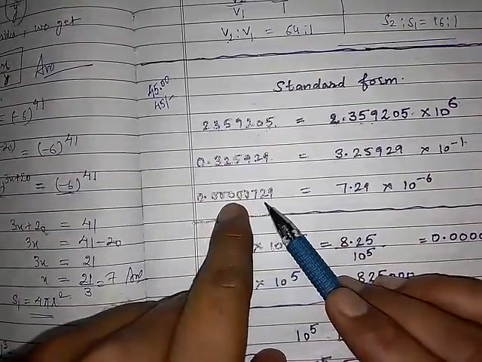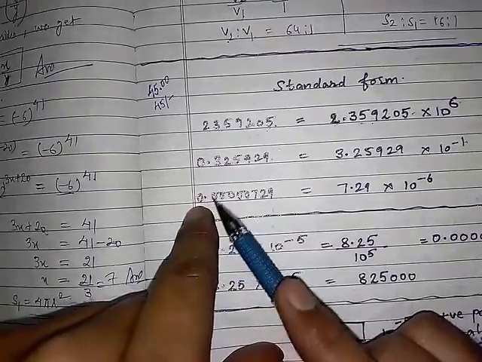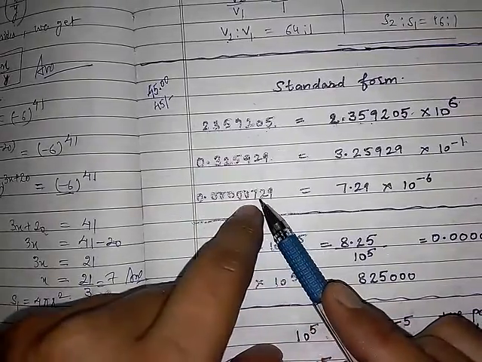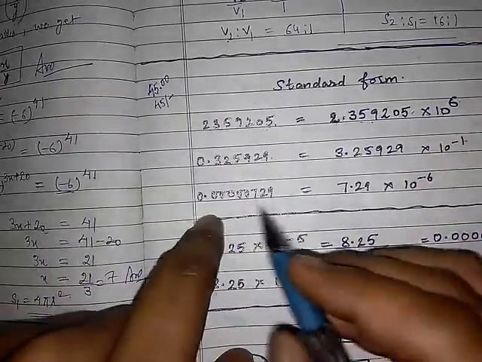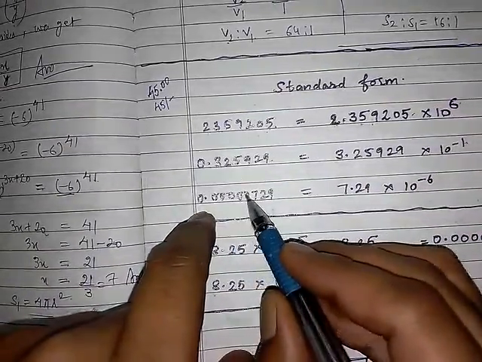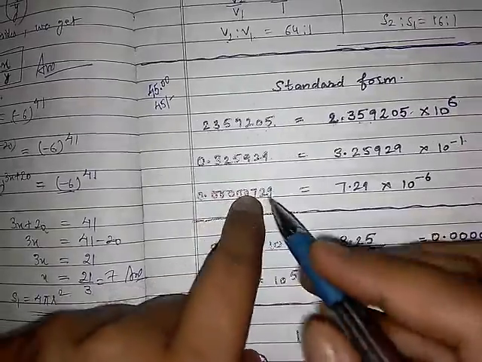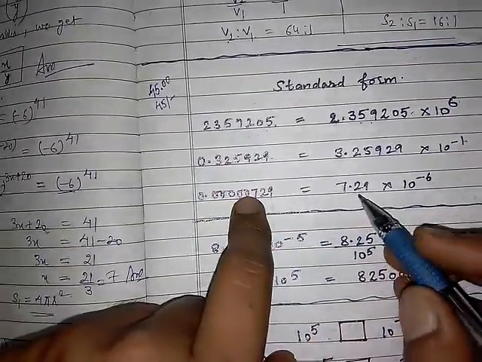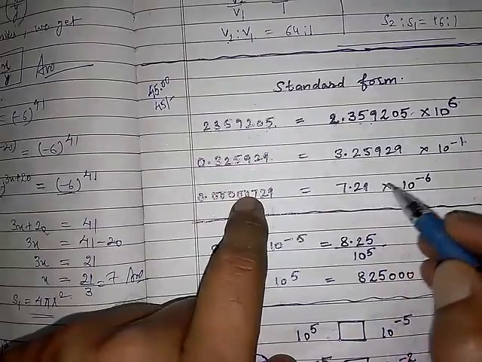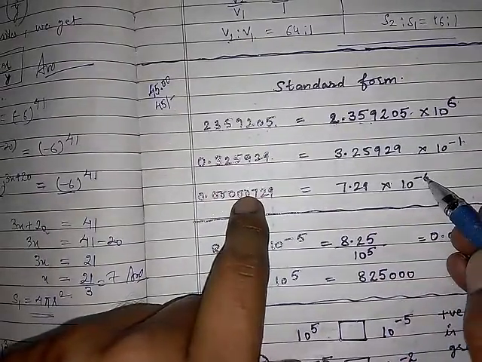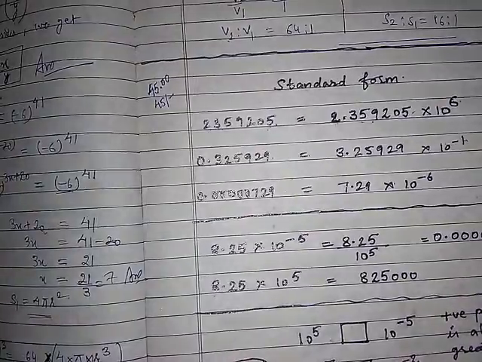Let's take one more example. We have placed some zeros in front of the non-zero numbers. The only thing you need to do is count the number of places: 1, 2, 3, 4, 5, 6. So how many places do we have to move the decimal? 6 places. So the number will be written as 7.29 multiplied by 10 raised to the power minus 6. So this will be the standard form. Clear?